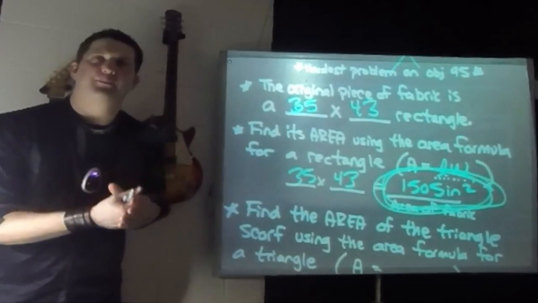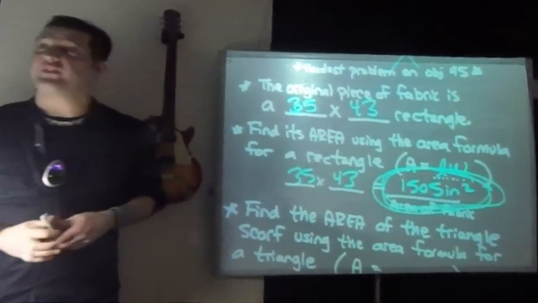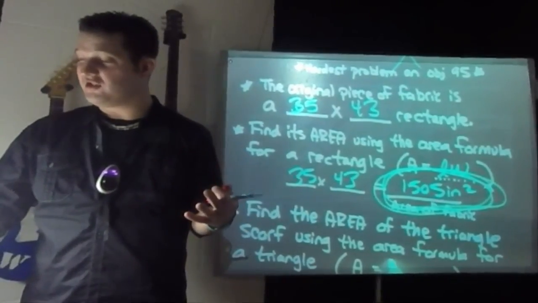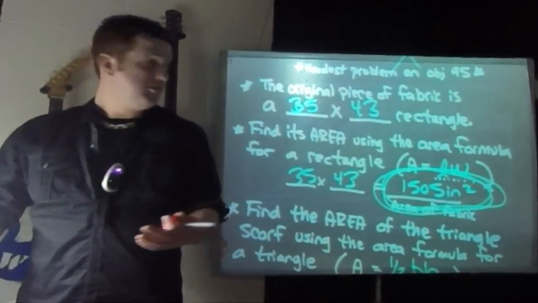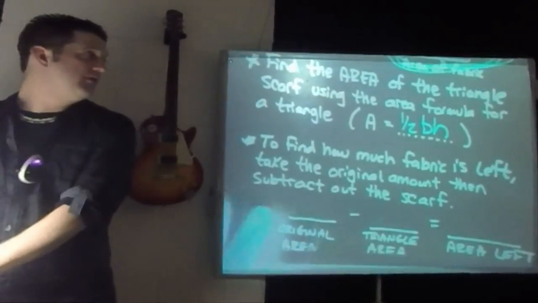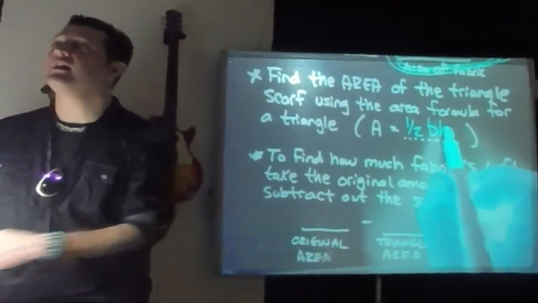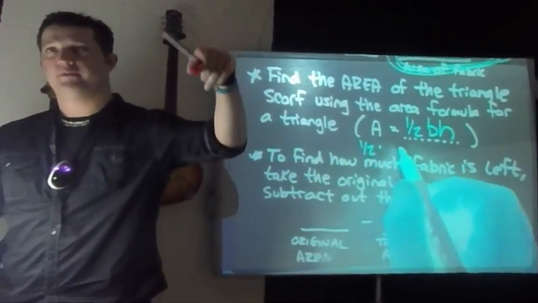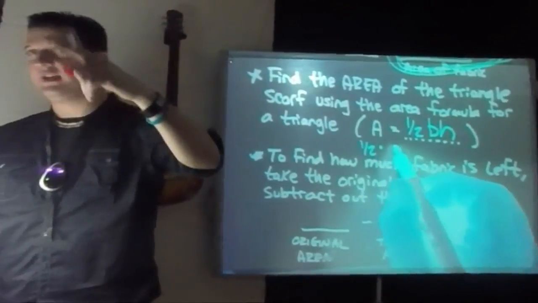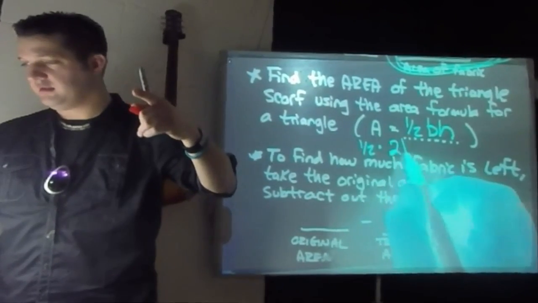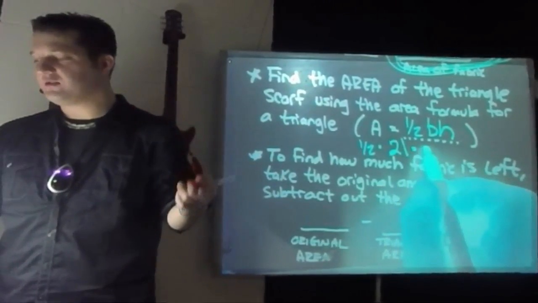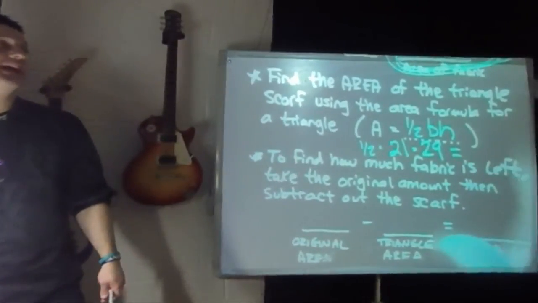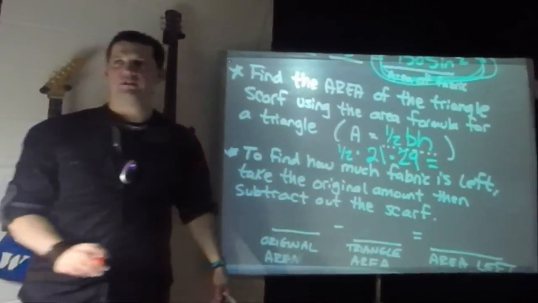Now here's what we want to do. We want to know, okay, how big is the scarf that we took? What's the area of the scarf? Area of a triangle is 1/2 base height. So what's the area of our scarf? 1/2 times 29 times 21, or 1/2 times 21 times 29. That'll tell us the area of the scarf that we made.